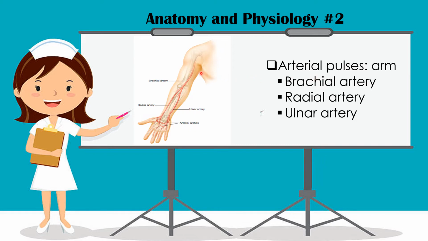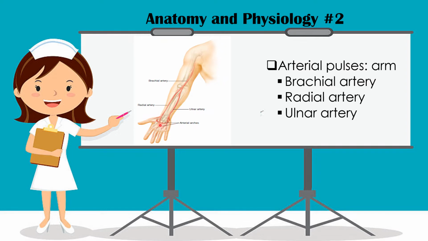So in the arms, note the following pulsation in the brachial artery, radial artery, and ulnar artery. The brachial artery is located at the bend of the elbow just medial to the biceps tendon, while the radial artery is on the lateral flexor surface. On the other hand, the ulnar artery is on the medial flexor surface.